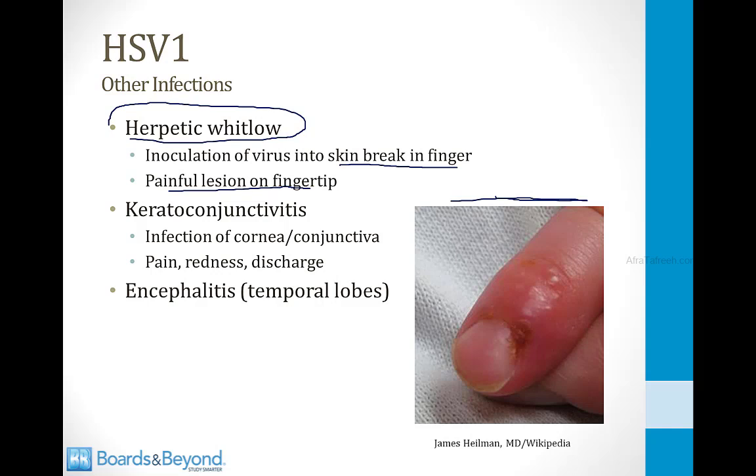HSV1 can also cause keratoconjunctivitis, so this is infection of either the cornea or the conjunctiva. Patients will complain of pain and redness and discharge from the eye. And then finally, HSV1 can cause encephalitis, and it classically likes to infect the temporal lobes of the brain.